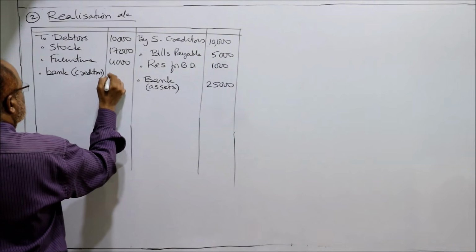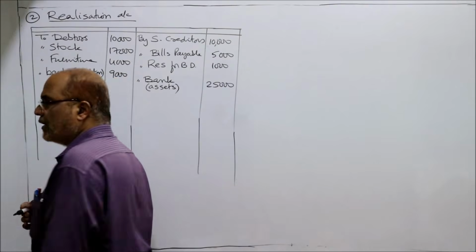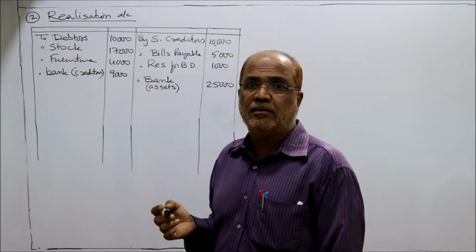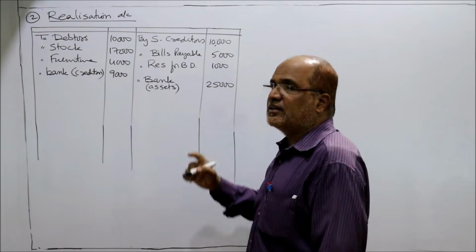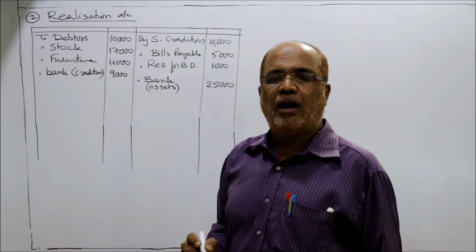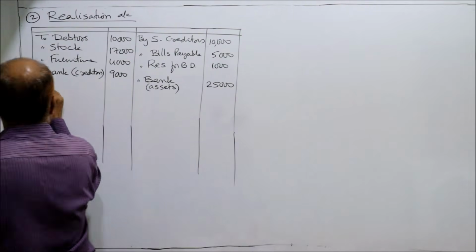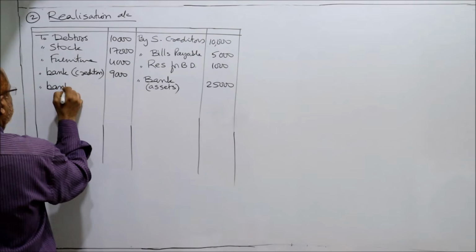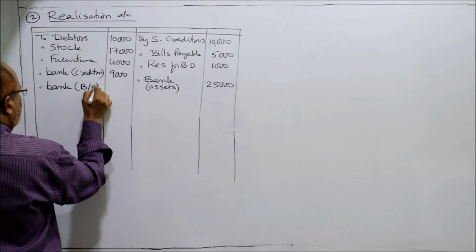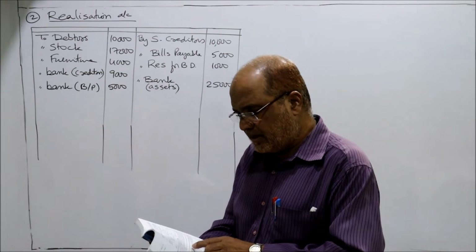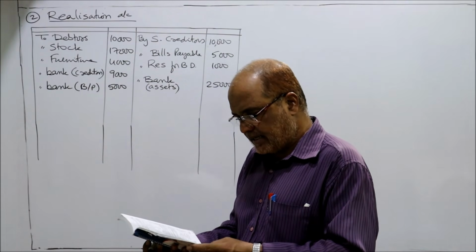Creditors. How much is paid? 9,000. One more liability was there, bills payable. Nothing is given in the problem, but we have to pay it. So bills payable amount was 5,000. Now it is paid. Again the same entry, realization account debit to bank. 5,000 paid. Overall, all the liabilities are paid and assets are realized.